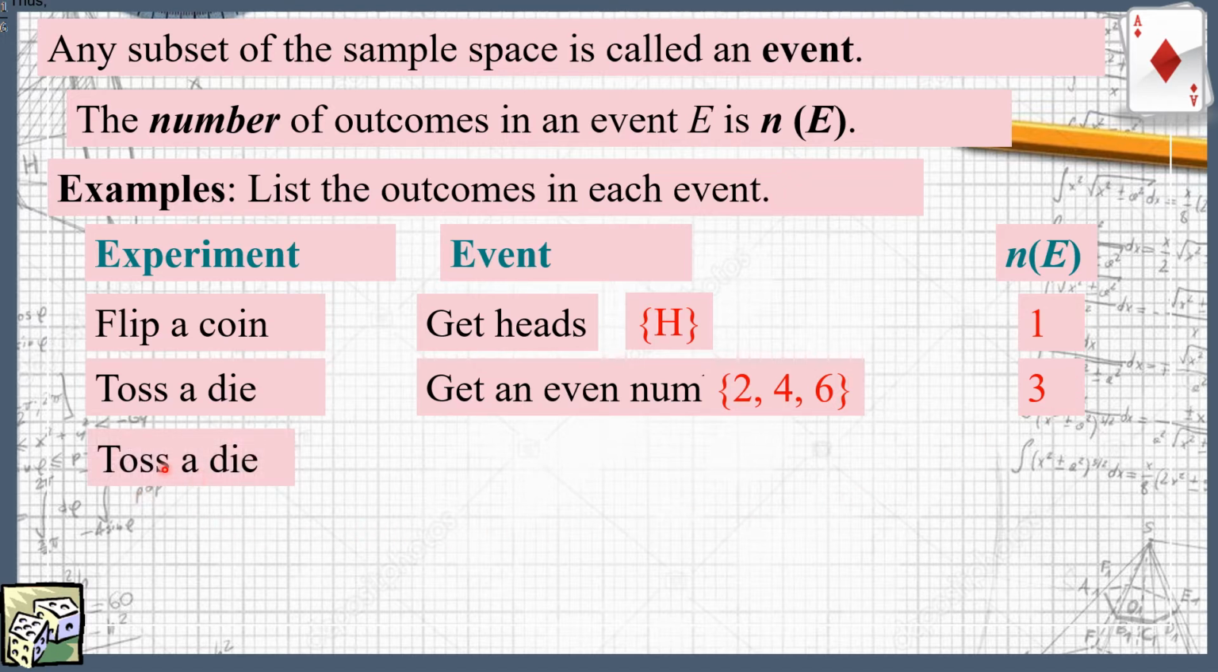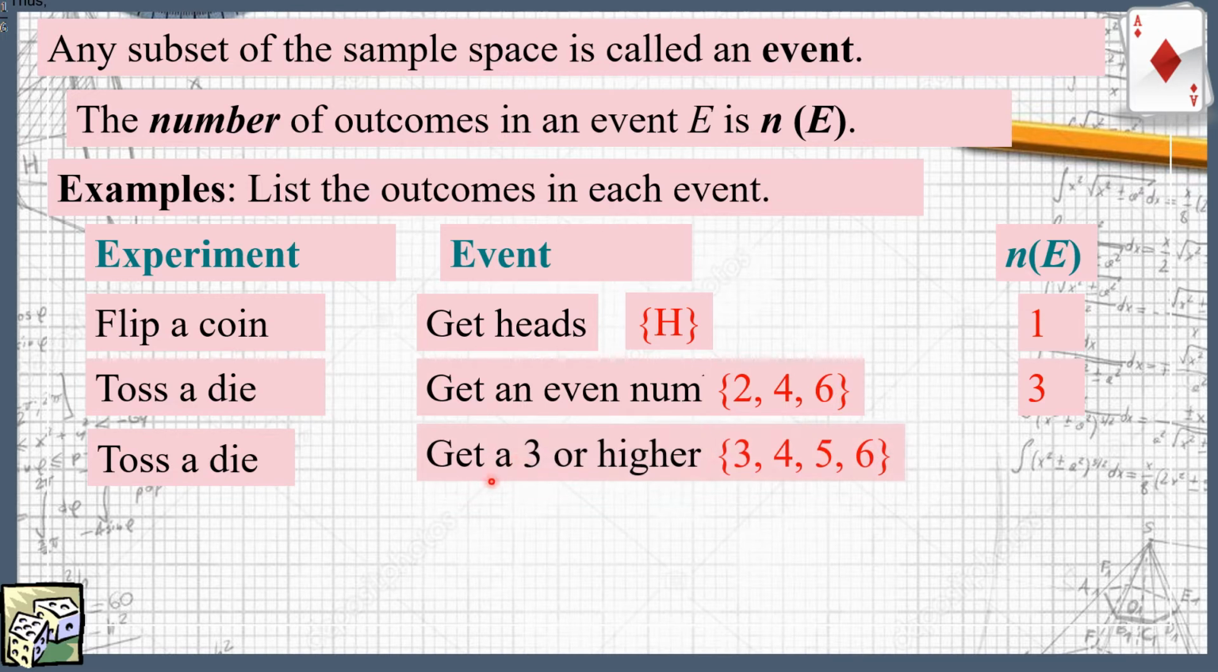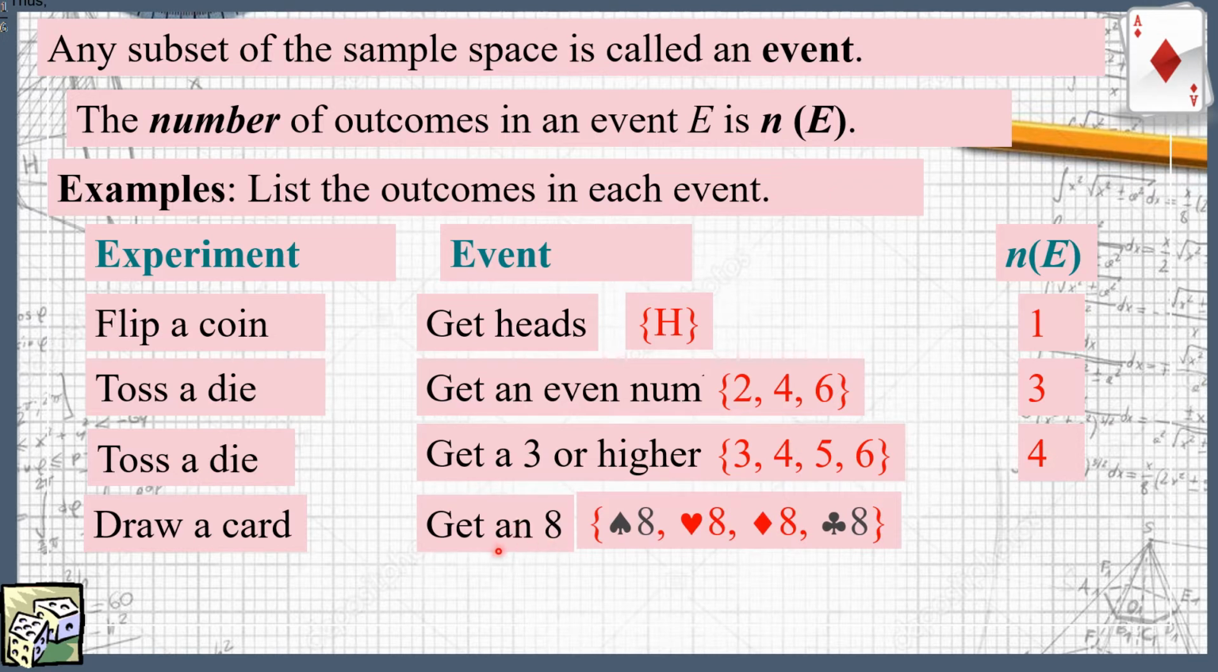Another experiment is tossing a die again and the event is getting 3 or higher than 3. So, yung mga possible outcome natin is 3, 4, 5, and 6. So, it means 4 yung element ng ating event. Next is drawing a card. Ang ating event is getting an 8. So, yung possible outcome natin is 8 of spades, 8 of hearts, 8 of diamonds, tsaka 8 of clubs. So, since 4 yung element natin, yung number of event natin is 4.